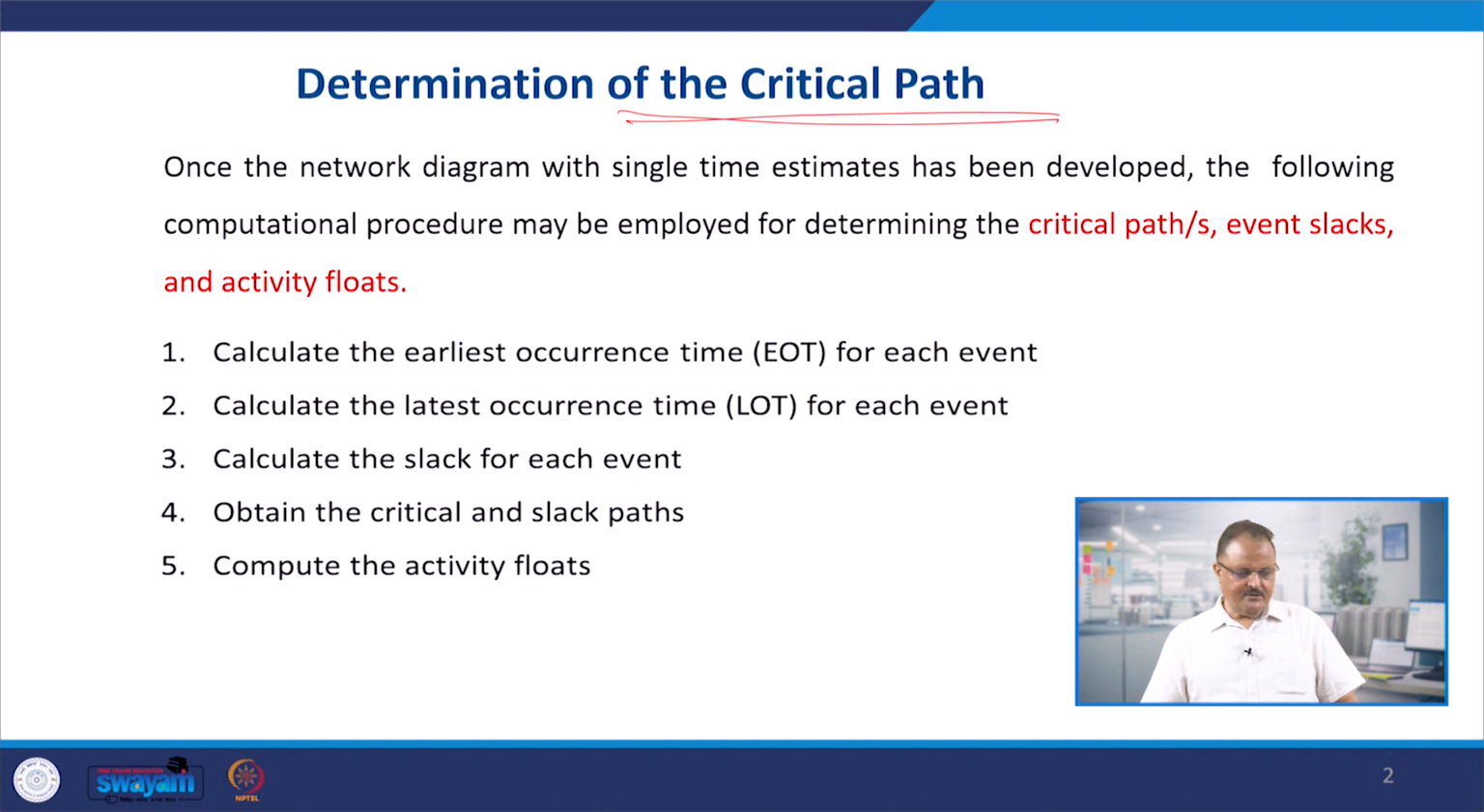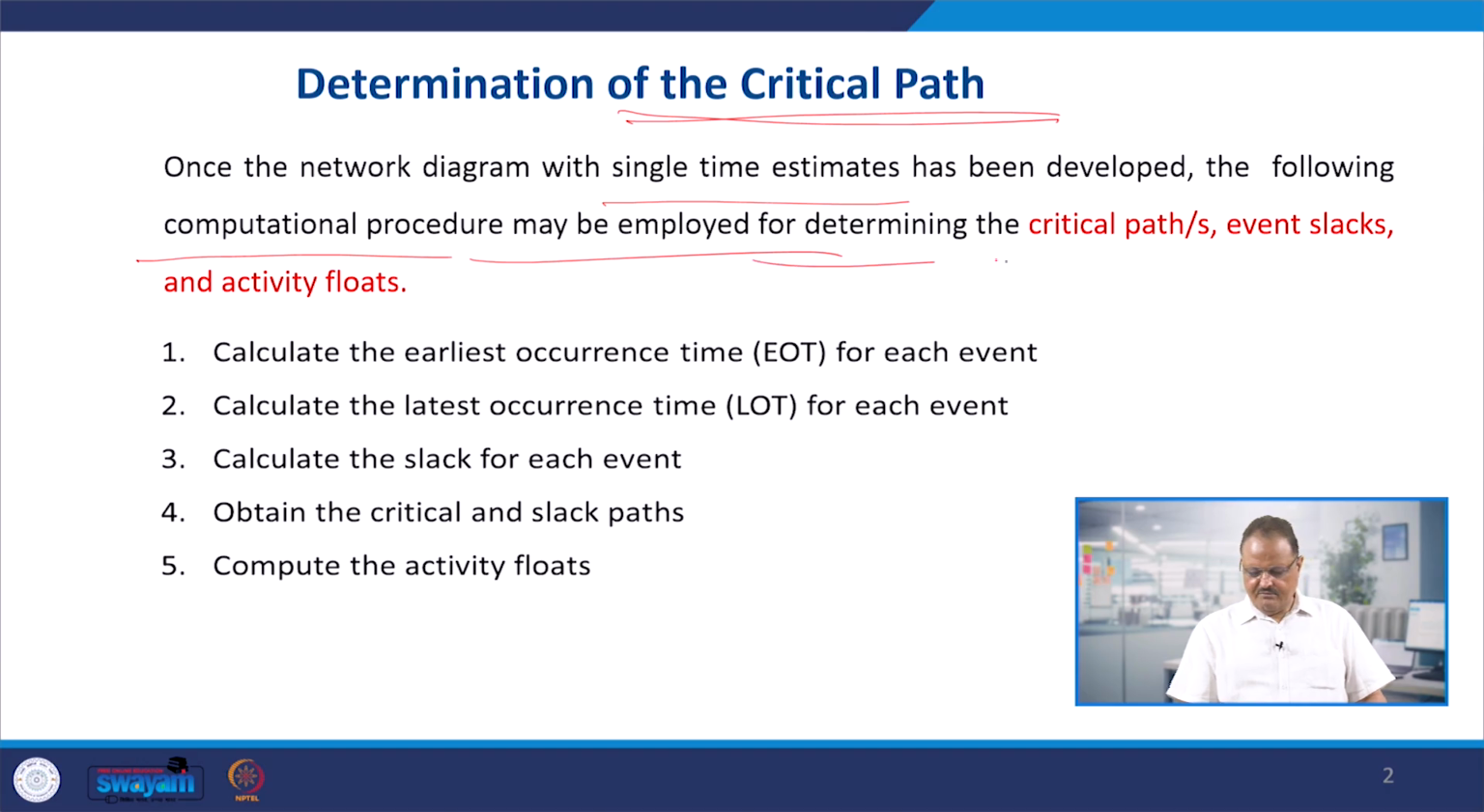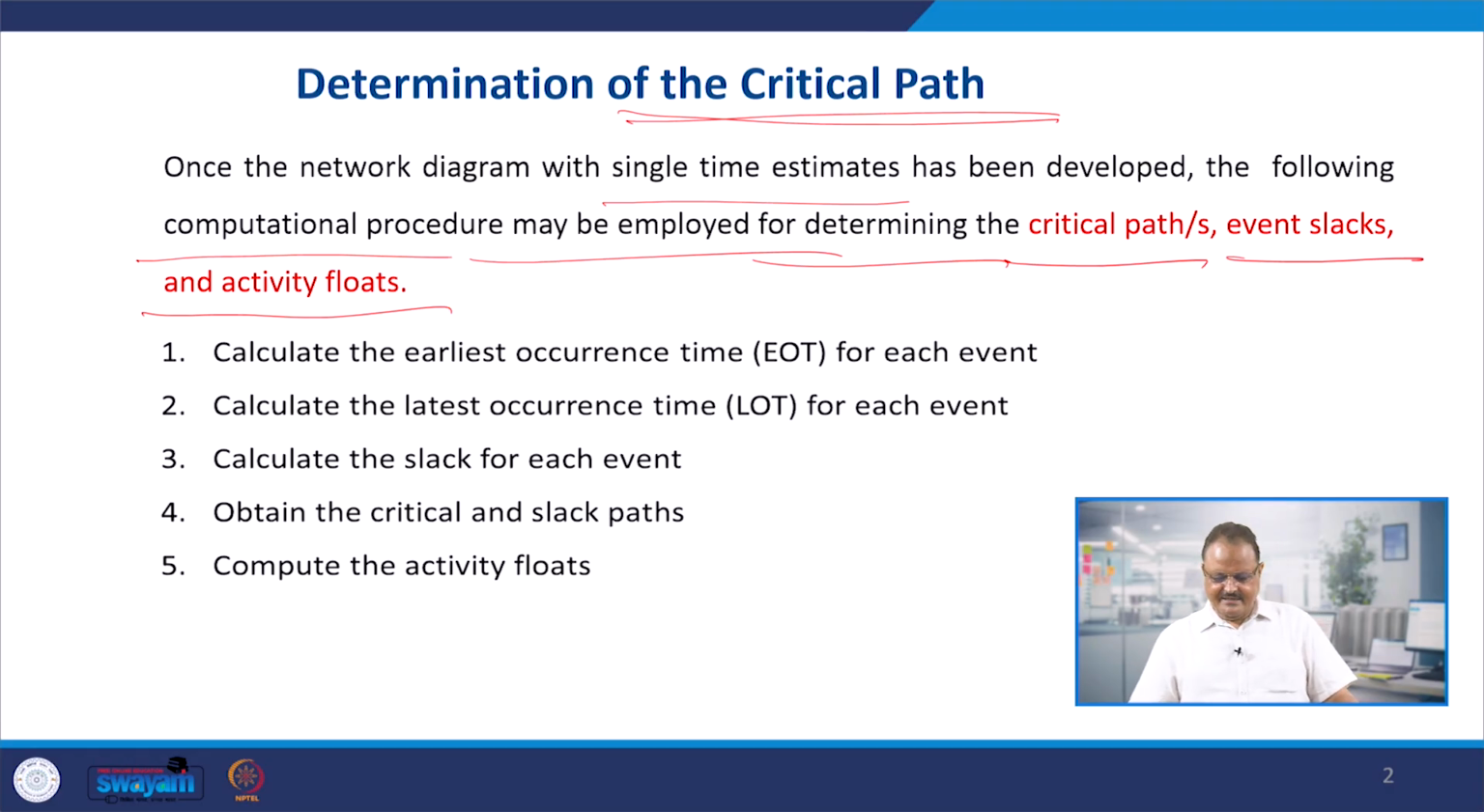This is a very important consideration, and we have to learn how we can develop a critical path. Once the network diagram with single time estimates has been developed, the following computational procedure may be employed for determining the critical path, event slacks, and the activity floats. So we have to determine three things.